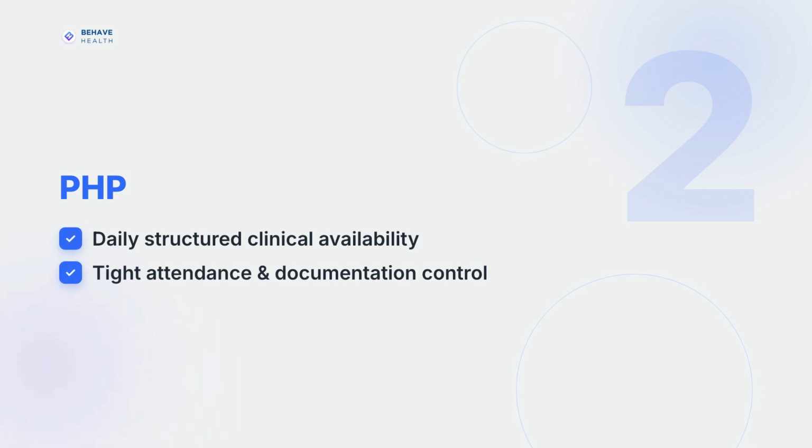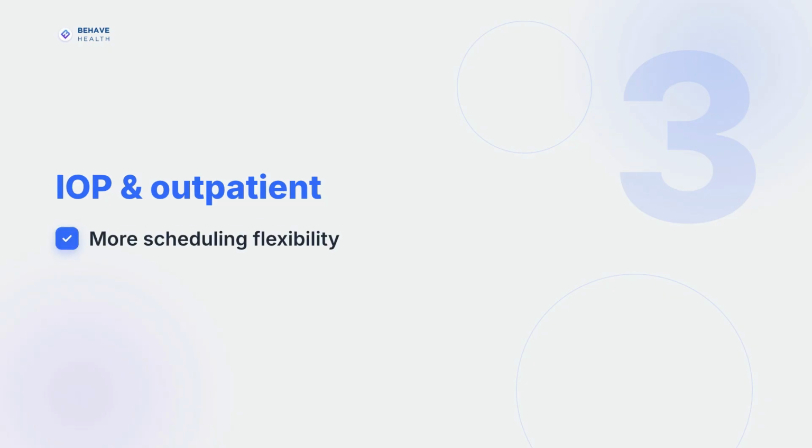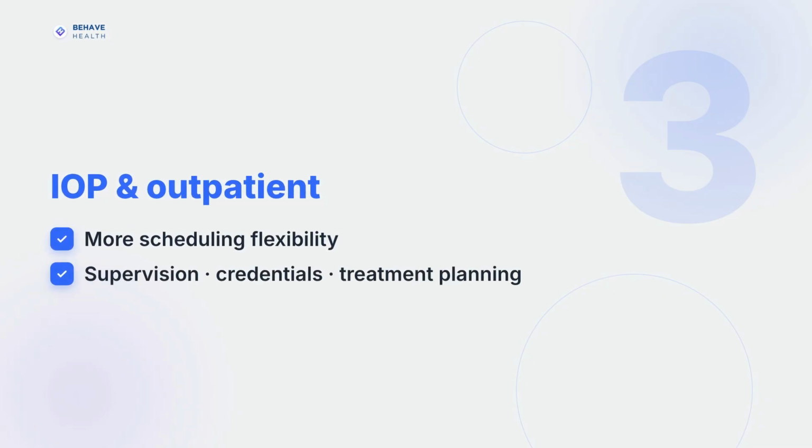Second, partial hospitalization programs. PHP needs daily structured clinical availability, plus tight attendance and documentation control. Third, IOP and outpatient programs. These allow more scheduling flexibility, but they still require documented supervision, credential coverage, and treatment planning capacity.